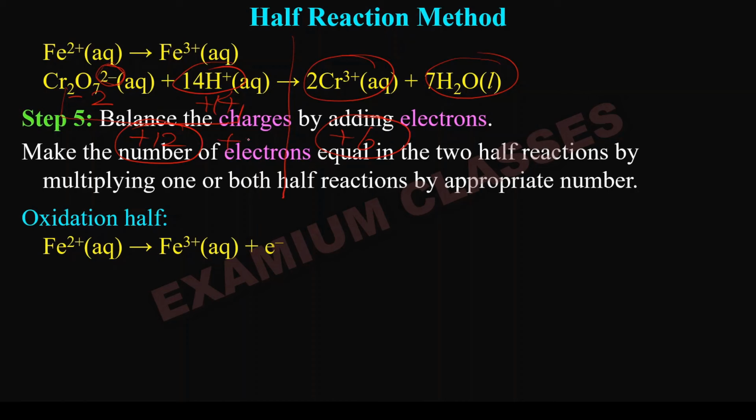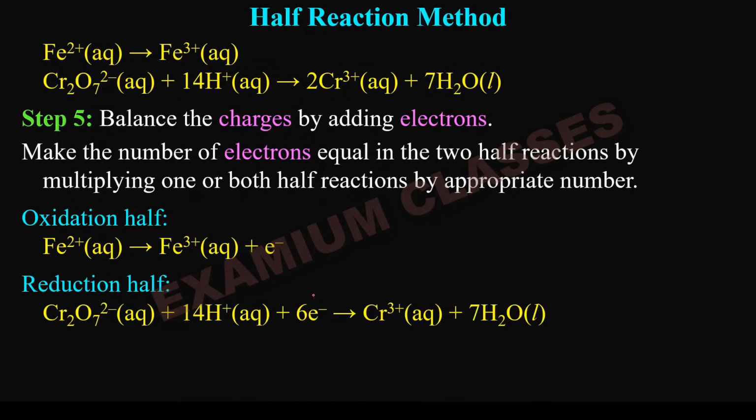It means I need to add 6 electrons on the left hand side. If I add 6 electrons on the left hand side, this will give me -6 charge. Then +12 and -6 will give me +6. Now on both sides I have +6 charge. So to balance the charges in the reduction half, I will add 6 electrons on the left hand side.